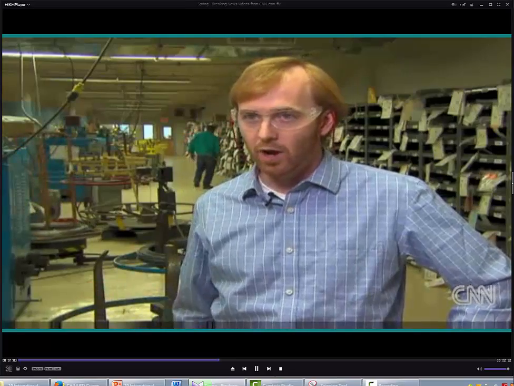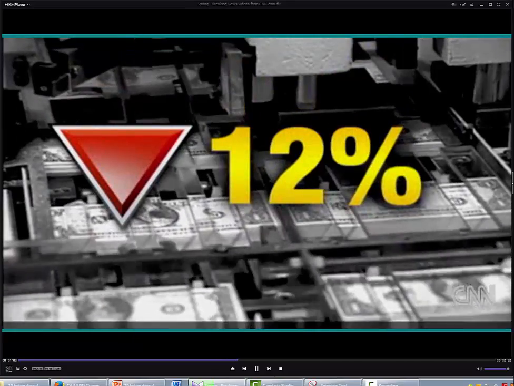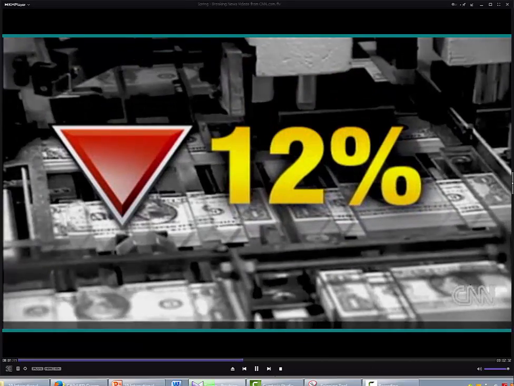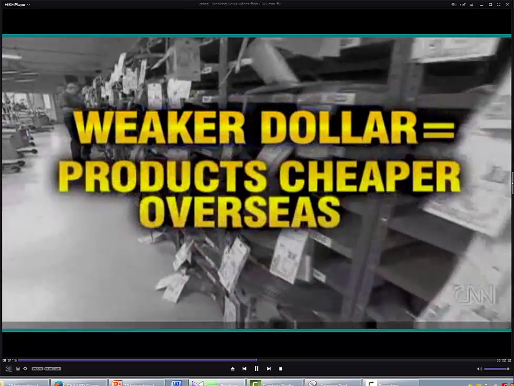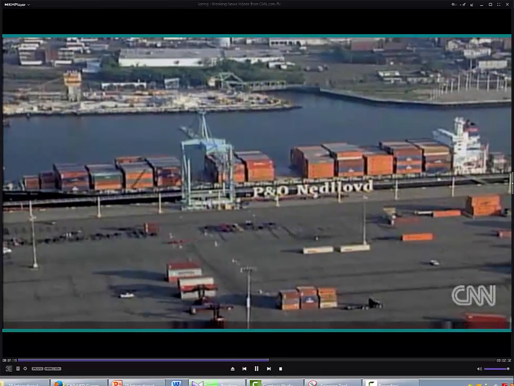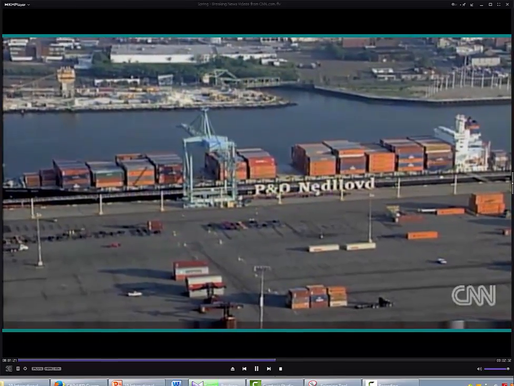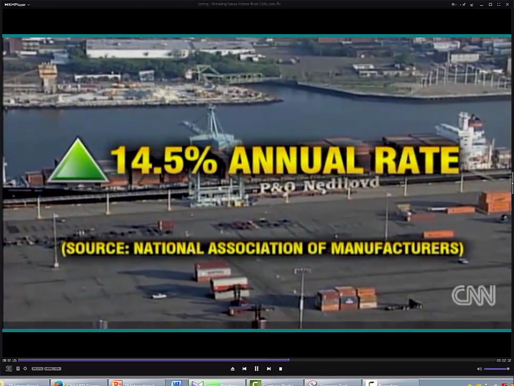And that's a big turnaround from the way it was 9 months ago or so when the dollar was moving in the other direction. Over the past year, the U.S. dollar has dropped 12% against major world currencies. For Lee and other U.S. manufacturers, a weaker dollar means U.S. products are cheaper to buy overseas. Thanks in part to this trend, overall U.S. exports rose at an annual rate of more than 14% over the summer.